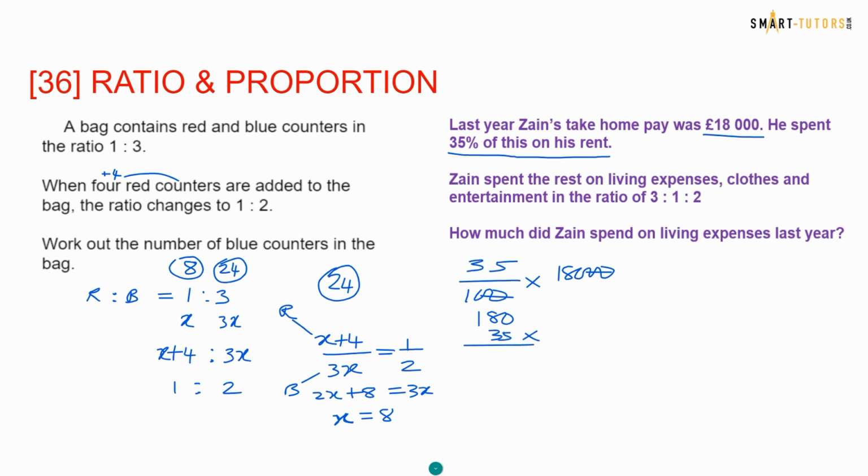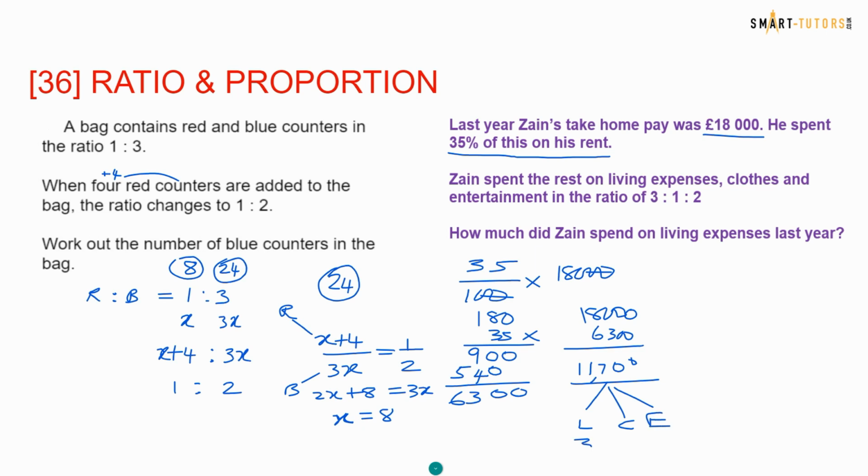So unfortunately, this is a non-calculator paper. You may be able to do long division, long multiplication very quickly. So that gives 6,300. So 18,000 take away 6,300 because it's the rent money. So 11,700 he spent on living expenses and clothes and entertainment.